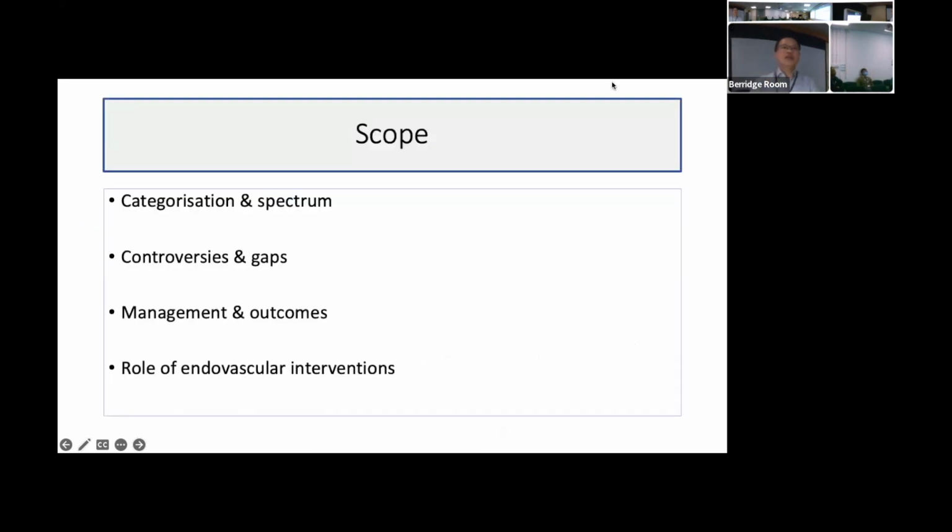So I'll cover the classification and the spectrum of PVTs, and touch on the controversies and any gaps in the knowledge that we have, and then the clinical management and outcomes. And I'll share some cases to illustrate the role of endovascular interventions.